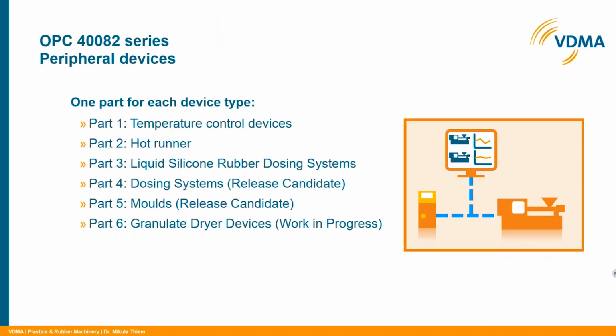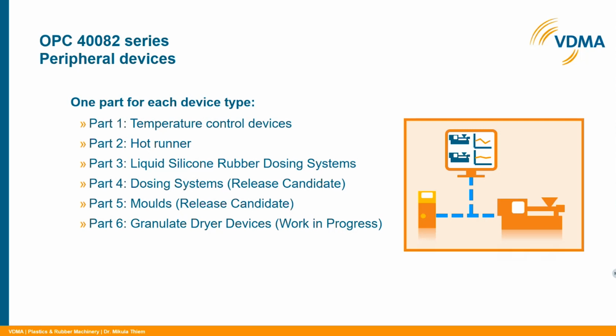So, as I said earlier, the OPC 40082 series is for peripheral devices, and each device has its own part. So we have at the moment 3 parts published. This is part 1, temperature control devices, part 2, hot runner, and part 3, liquid silicone rubber dosing systems.